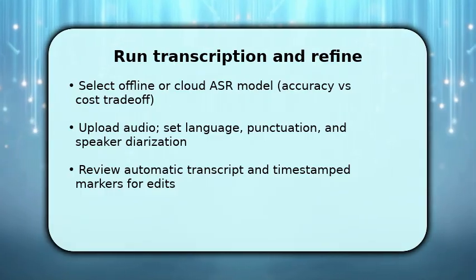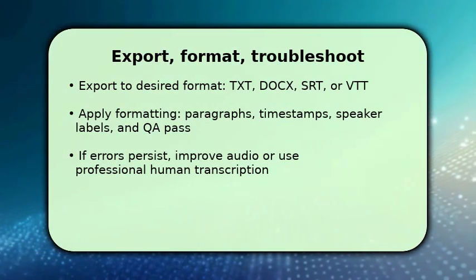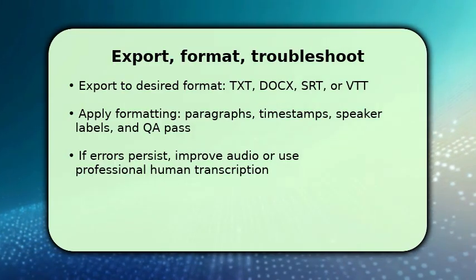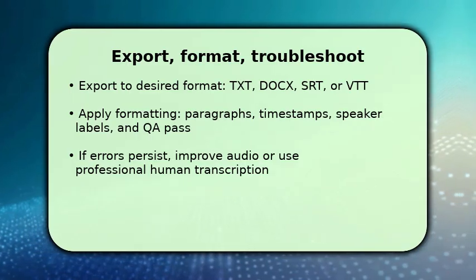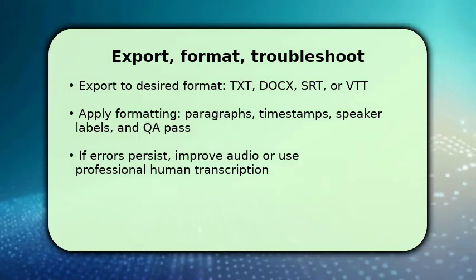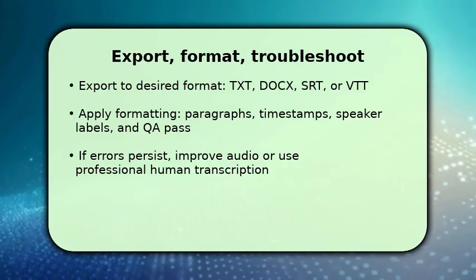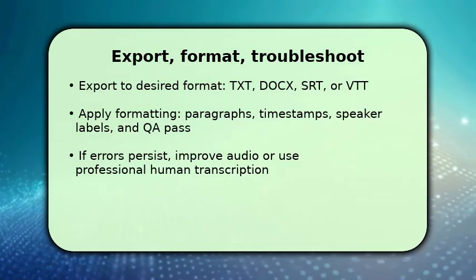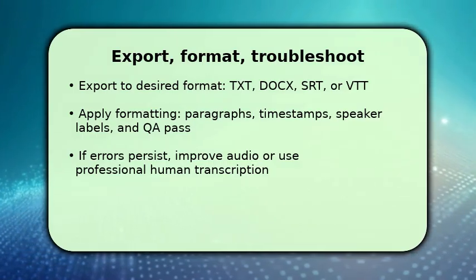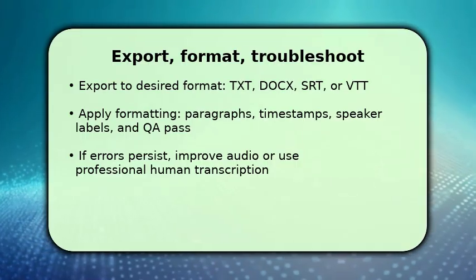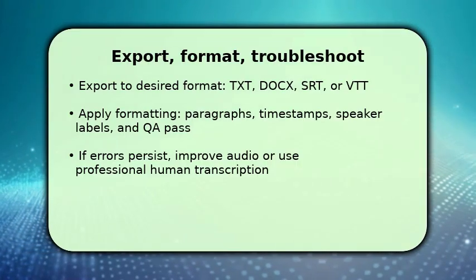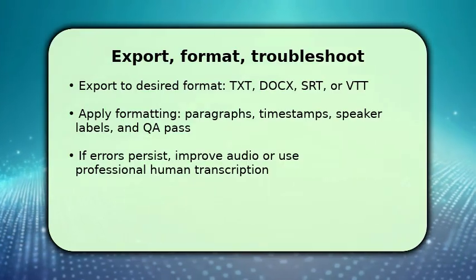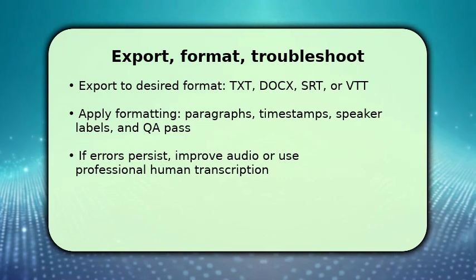Finish by exporting the clean transcript to the format you need, whether plain text, docx for editing, or SRT/VTT for captions. Then format paragraphs, add timestamps and speaker labels, and run a final QA pass while listening to critical segments. If automated transcriptions still have accuracy problems, try noise reduction or a higher quality model, or send audio to a human transcriber. These steps resolve persistent errors quickly and ensure your final text mirrors the recording.